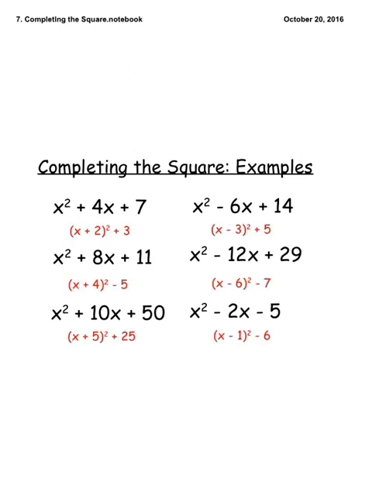So the first question, you should have got (x + 2)² plus 3. The second question, you should have got (x + 4)², take away 5. Third question, (x + 5)² plus 25. (x − 3)² plus 5 for number 4. Number 5 was (x − 6)², take away 7. And the last one, (x − 1)², take away 6.